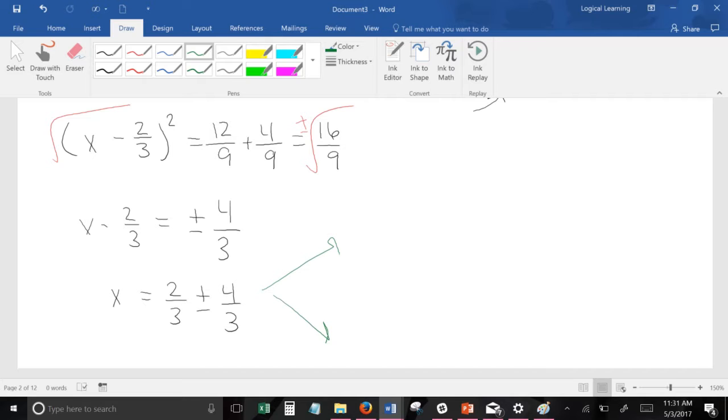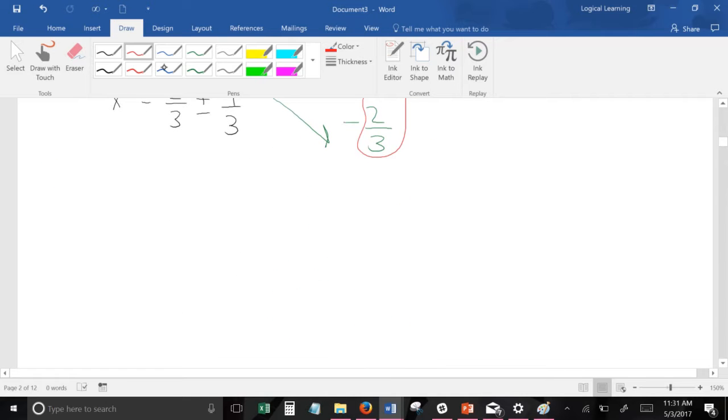our two responses. 2/3 plus 4/3 is going to give us 6/3, which is going to give us 2, and 2/3 minus 4/3 is going to give us negative 2/3, which obviously doesn't reduce. So these are our two answers, and this is using the complete the square method.